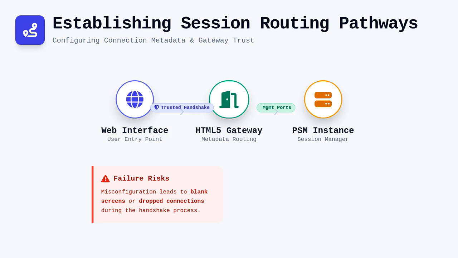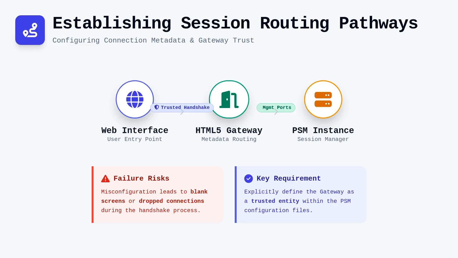If these paths are misconfigured, the connection handshake will fail at the web interface level, often leaving the user with a blank screen or a dropped connection notification. Always verify that your network firewalls allow traffic between the web access interface and the gateway on the designated management ports. Ensuring these pathways are defined with logical consistency allows the system to route traffic efficiently, regardless of which session manager currently holds the active connection.